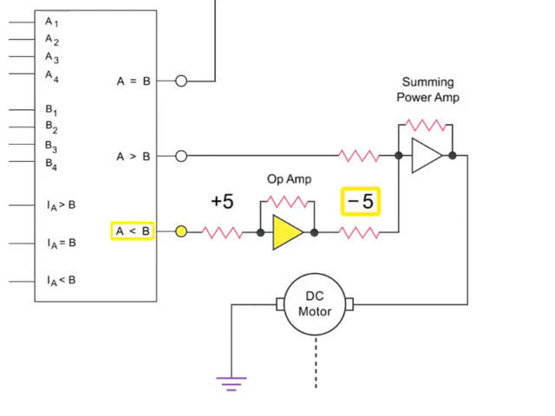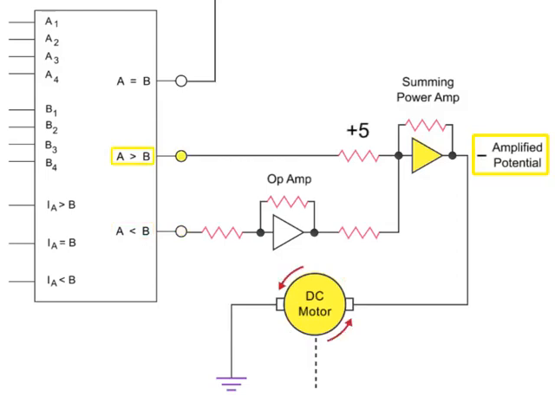As the minus 5 volts is applied to the summing power amp, it is amplified and inverted to positive potential. The output of the summing amp is applied directly to the DC motor of the actuator. Positive potential provides clockwise rotation, and negative potential provides counterclockwise rotation.